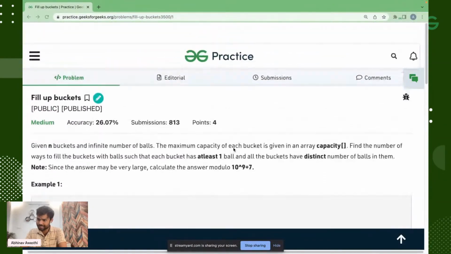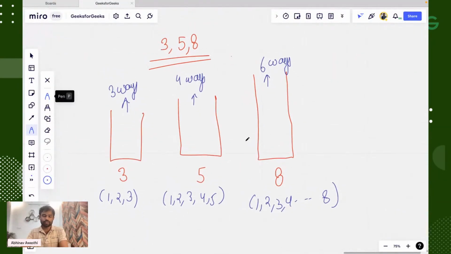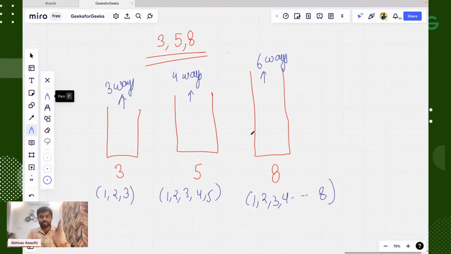Exactly. So guys, first thing what we'll do: we will start from the smallest bucket, meaning the bucket with the smallest capacity. We will just go on, and as we move on, our number of possible ways will decrease one by one. For this, if the capacity was C0, the number of possible ways was C0 minus 0. Here it was C1 minus 1. Here it was C2 minus 2. C is the capacity actually.